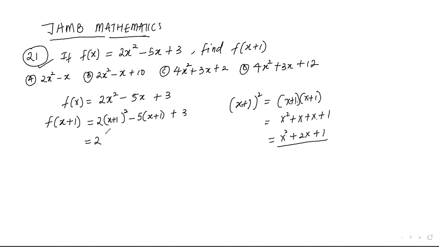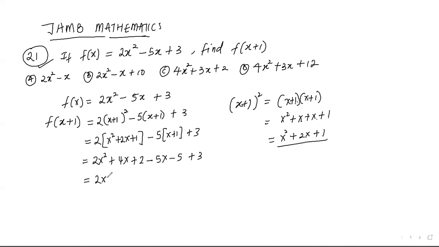Now we have 2 into x plus 1 all squared, which is simply x squared plus 2x plus 1. Then minus 5 into x plus 1 plus 3. So now you go ahead and distribute with this 2 and with this 5. So you have 2 times x squared is 2x squared, 2 times 2x is 4x, and 2 times 1 is 2. Here we have minus 5 times x is minus 5x, and minus 5 times 1 will give us minus 5, plus 3. At this point, you want to collect like terms.